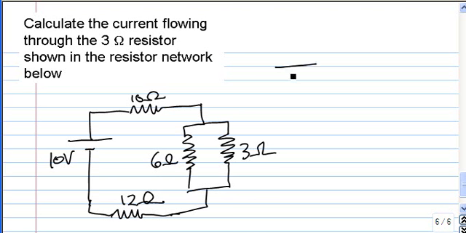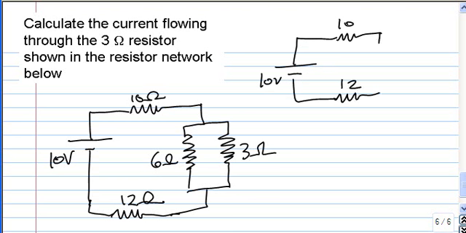We can create an equivalent circuit as an EMF source, a 10 ohm resistor, so 10 volts. We still have the 12 ohm down below, but now we're going to combine the 6 and the 3 ohm into one effective resistor. In order to figure out the value of that, we use the relationship for parallel resistors, which says that the reciprocals add, and that's equal to the reciprocal of the net resistance. This implies that the effective resistance of the 6 ohm and 3 ohm in parallel is 2 ohms.